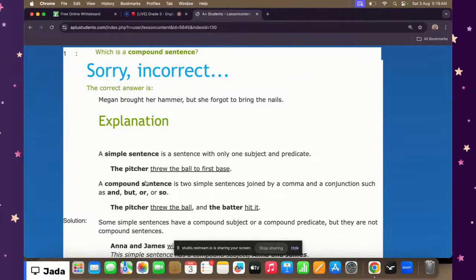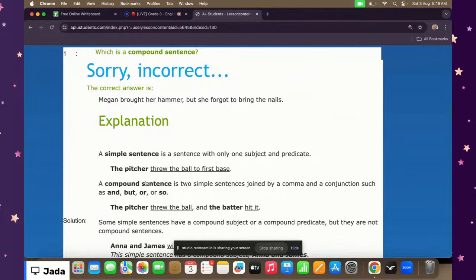So let's explain this one. Simple sentence. What is a simple sentence? A simple sentence is a sentence with only one subject and one predicate. And what is the subject and predicate?